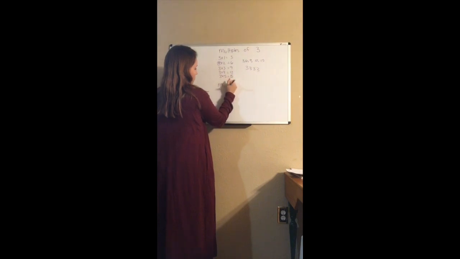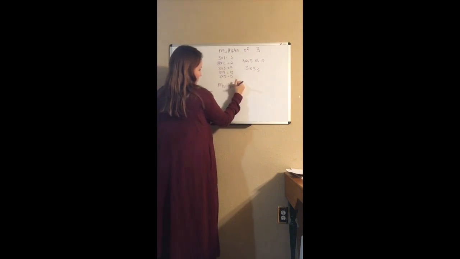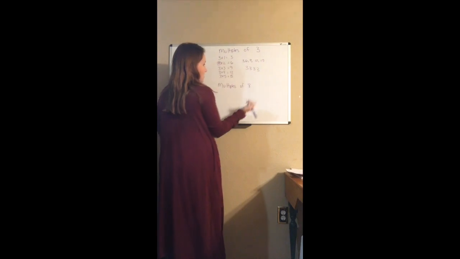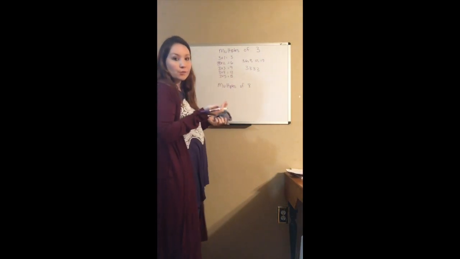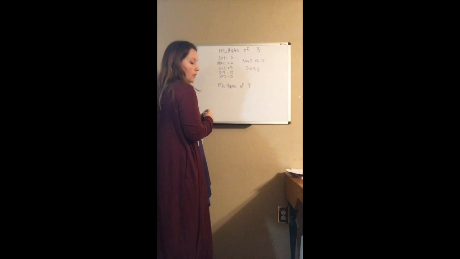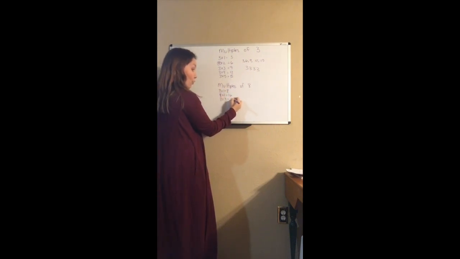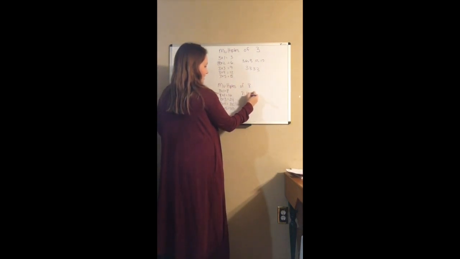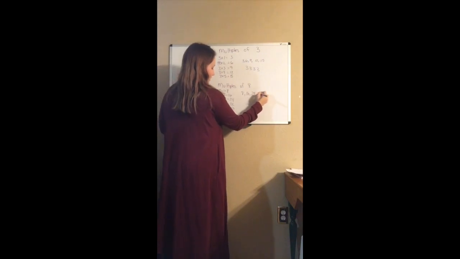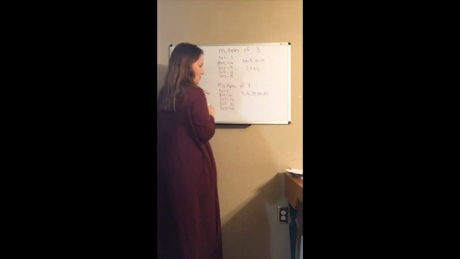So let's do multiples of 8. And again, this is why it's helpful to know some of those multiplication tables. So let's go ahead and do this. 8 times 1 gives us 8. 8 times 2 is 16. 8 times 3 is 24. 8 times 4 is 32. 8 times 5 is 40. So we have 8, 16, 24, 32, and 40, all multiples.